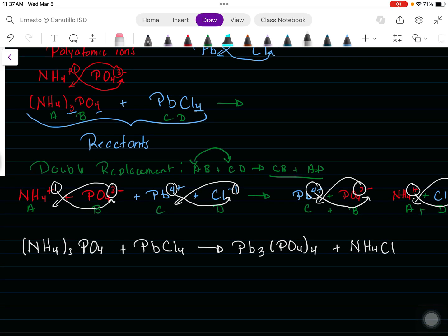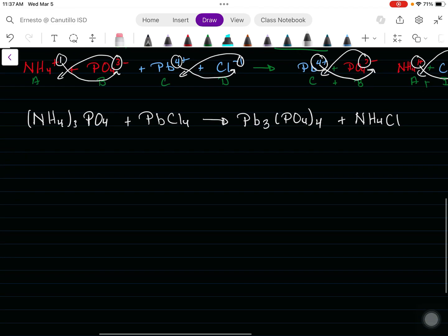Now, this equation is not balanced. All we did was we figured out what products are going to form, and then we formed them. So now let's balance the equation. If I look at the right side, it will tell me all the elements that are involved. Remember that polyatomic ions should be treated as single elements because they don't separate. So make your life easier.